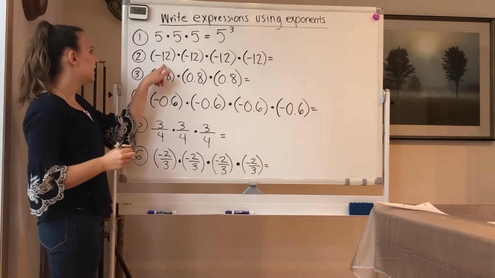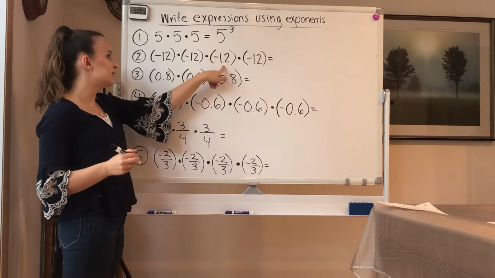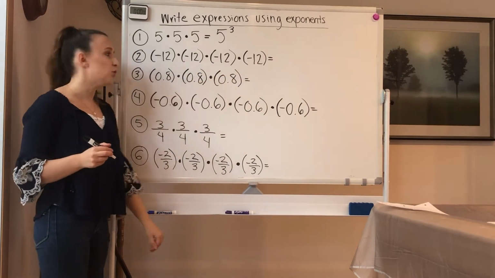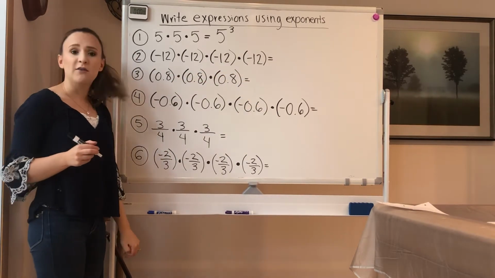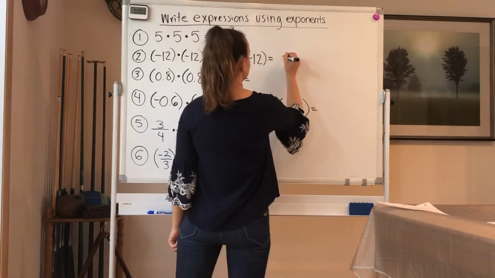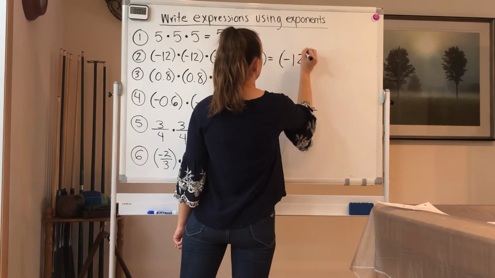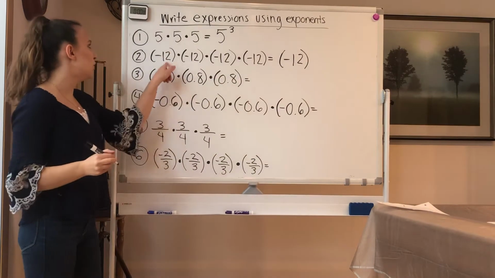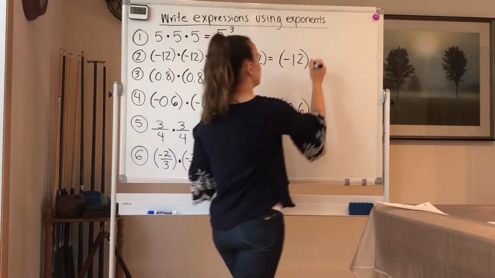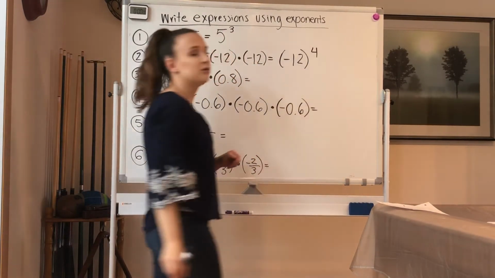Next one, negative 12 times negative 12 times negative 12 times negative 12. Our base is negative 12, and we have 1, 2, 3, 4 of them. So it's negative 12 to the fourth.